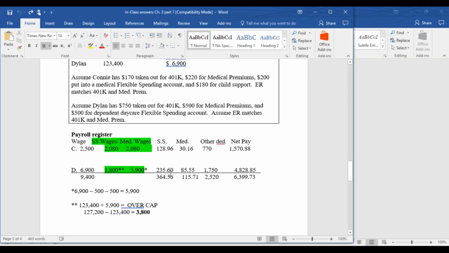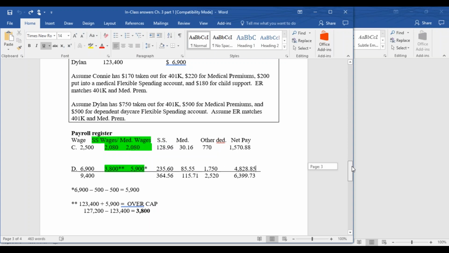$3,800 times the 6.2%, and then $5,900 times 1.45%. And then you go up here for the other deductions, subtracting out the 401k and medical premiums. We're going to get $1,750. All we need to do at this point is take the $6,900 and subtract out the Social Security, Medicare, and other deductions to get the net pay.